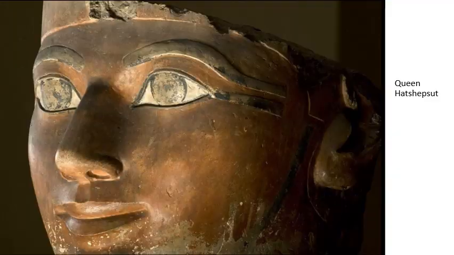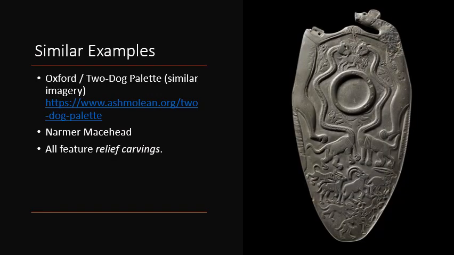We've got some other examples that were found at Heracleopolis. There's a mace head that has some similar imagery, and then another palette called the two-dog palette, or the Oxford palette, where one dog's head is surviving there, and we know the other one would have been symmetrical. And a similar image and a similar well in the center, perhaps that's where the makeup was mixed. And they all sort of feature relief carvings.